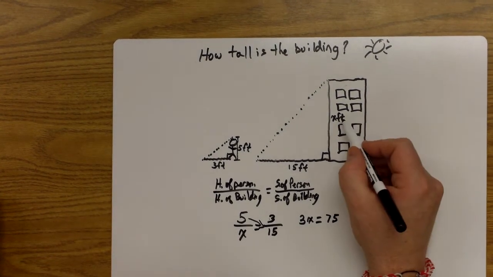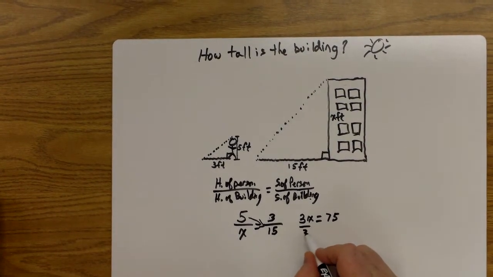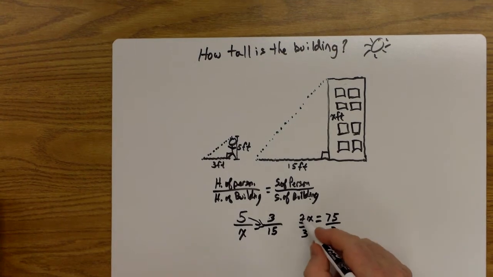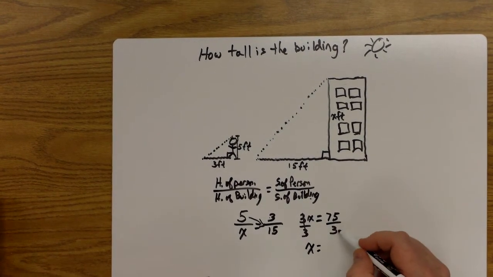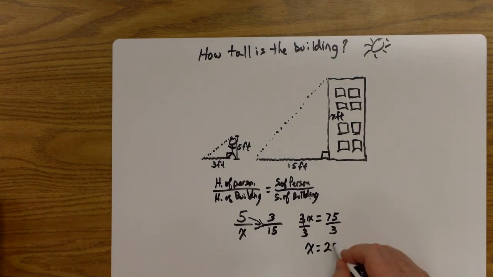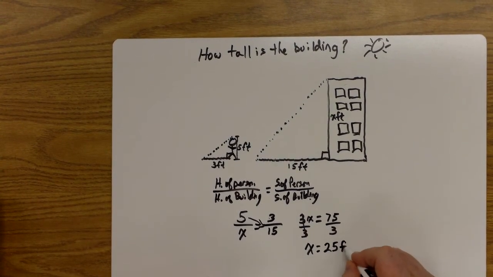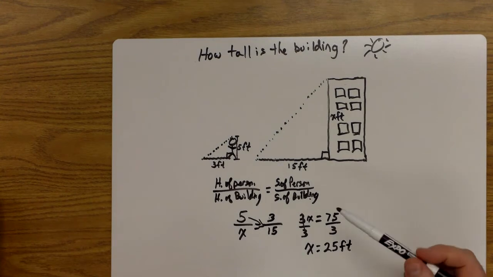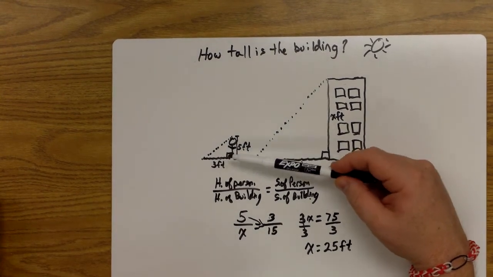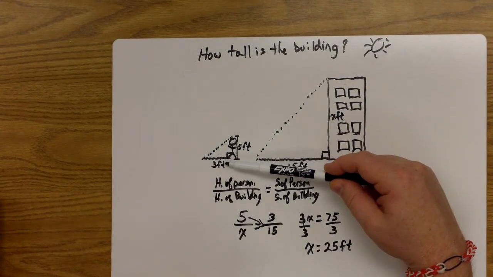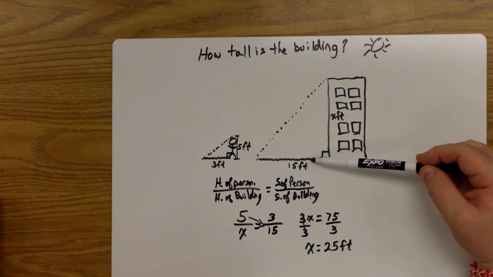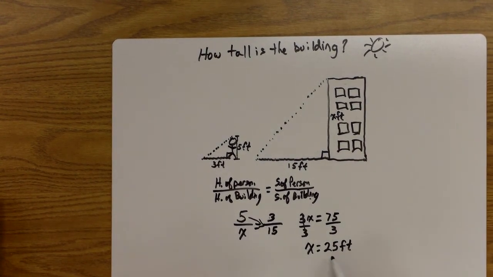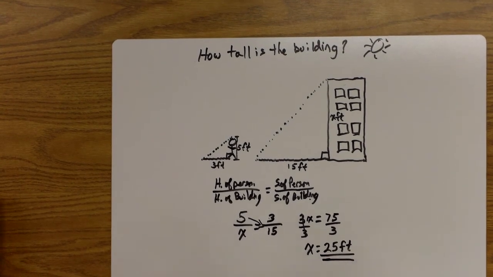Now remember, this is in feet. So we're going to divide both sides by 3. 3 over 3 gives us 1. 1 times x is x. And 75 over 3 gives us 25, and the units were feet. So a person that's 5 feet tall casts a 3-foot shadow. At the same time, a 25-foot building will cast a 15-foot shadow. So the height of the building in this case would be 25 feet.